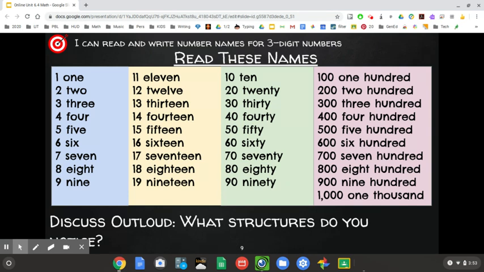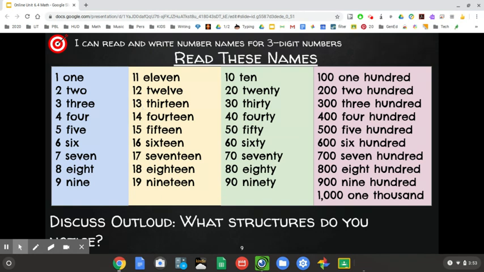Okay, the next thing I want you to do, and I want you to pause me while you do this because I'm just going to keep forging ahead, is read each of these words. There's a number next to each one too. So if you're not quite sure what a word says, the number can help support your thinking.